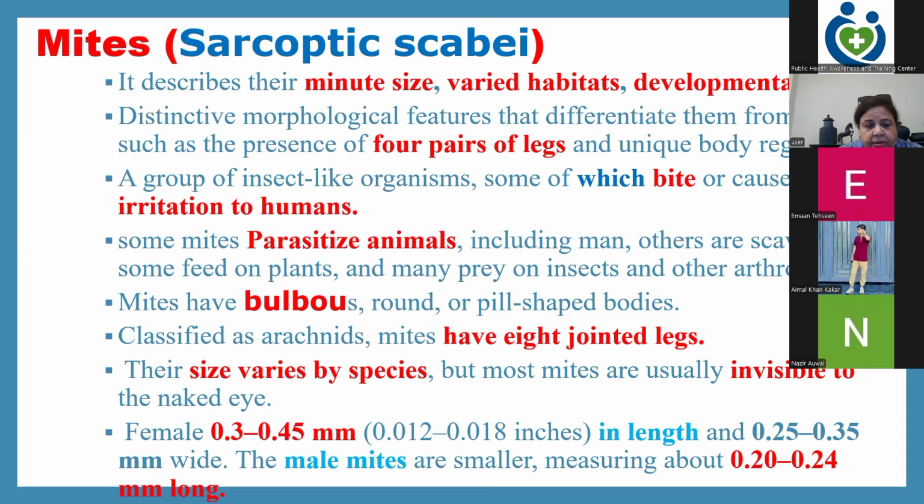Some mites feed on plants, and some may prey on insects and other arthropods. Mites have bulbous, round, pill-shaped bodies, are classified as arachnids, and have eight jointed legs. Their size varies from species to species, but most mites are invisible to the naked eye. The female is about 0.3 to 0.45 mm in length, and the male is smaller, measuring about 0.2 to 0.24 mm long.